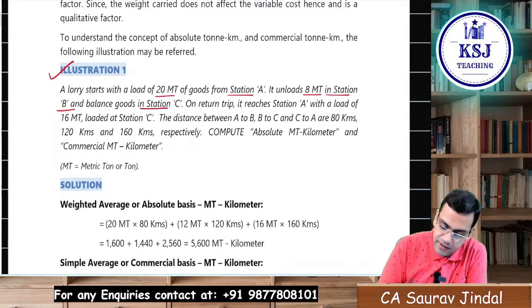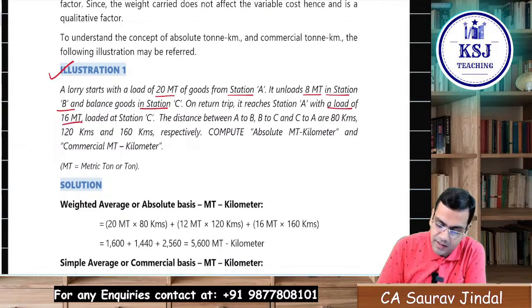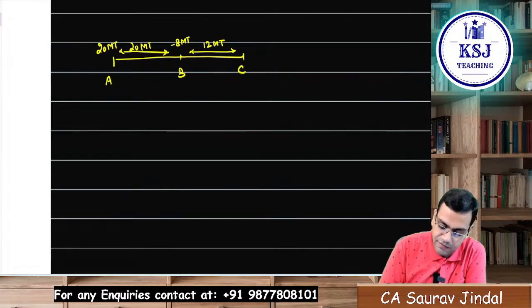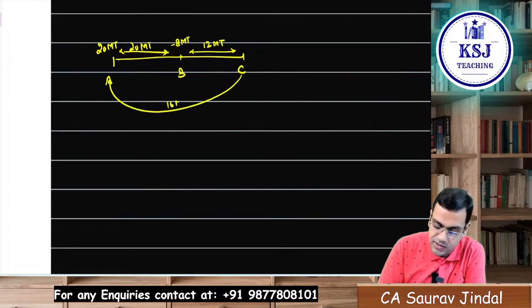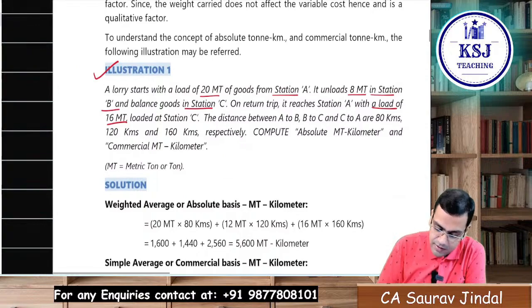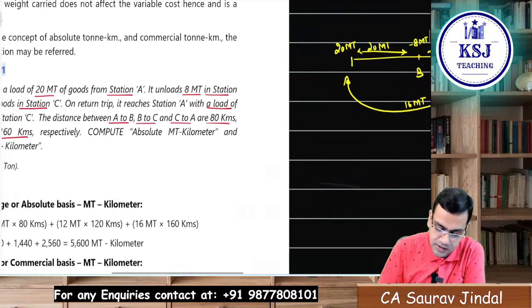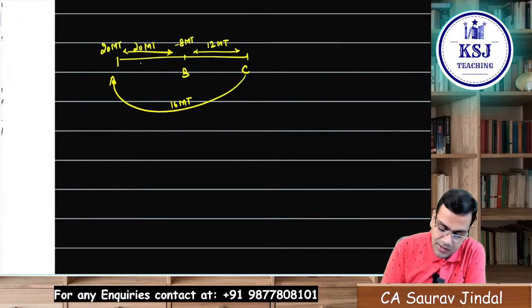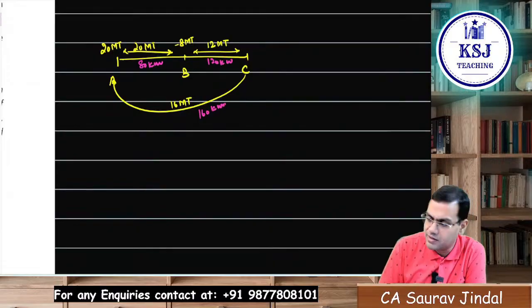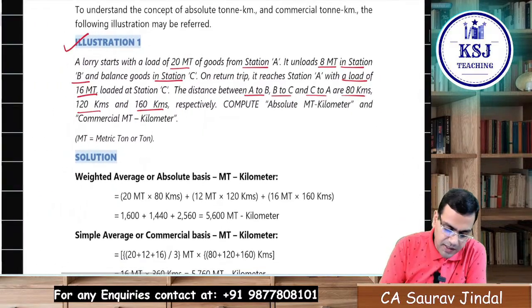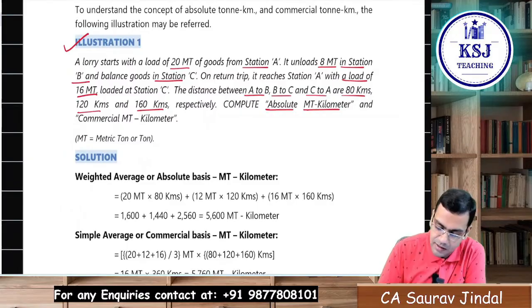On the return trip, it reaches station A with a load of 16 metric ton. On the return journey, when it is returning from C to A, the total metric ton being carried is 16 metric ton. Then the distance is given. The distance between A to B, B to C and C to A are 80 kilometers, 120 kilometers and 160 kilometers respectively. Calculate the absolute metric ton kilometer and the commercial metric ton kilometer.